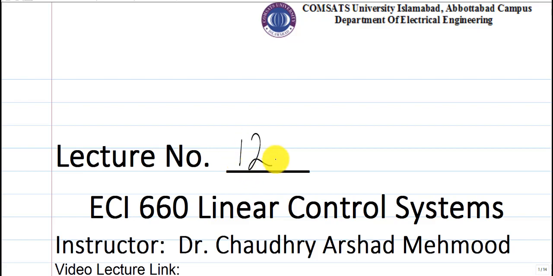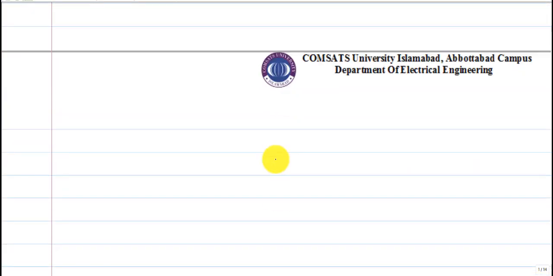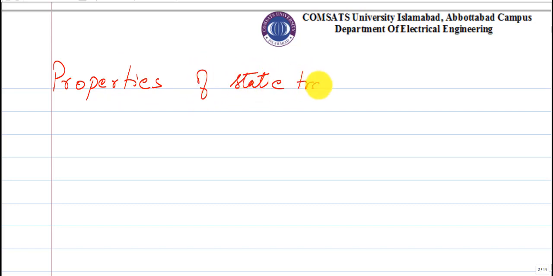So today our lecture of linear control system is 12. In the previous lecture we have seen the transition matrix, how we can obtain it from the system matrix A. So in this lecture we will continue the state transition matrix, but today we will see the properties of state transition matrix.